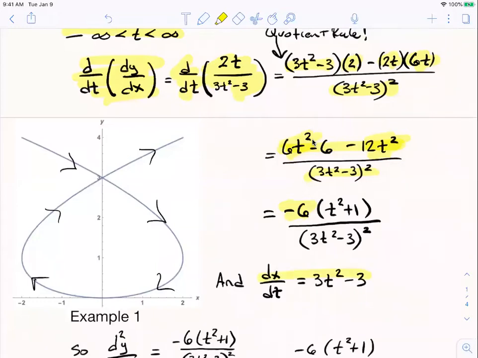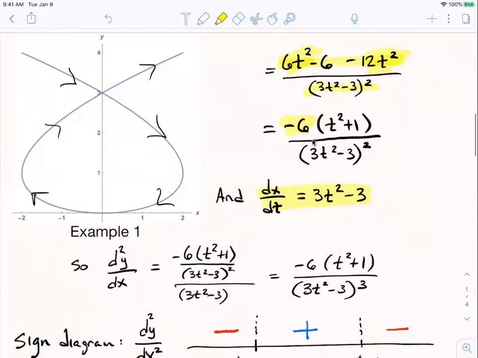Remember, dx/dt, we already calculated. It's 3t squared minus 3. So you want the second derivative. Okay, you take the derivative of dy/dx. That was the long quotient rule calculation. You divide it by dx/dt. A little bit of algebra simplifies that thing into that expression. Cool. That's it. That's calculating a second derivative of curves given parametrically.